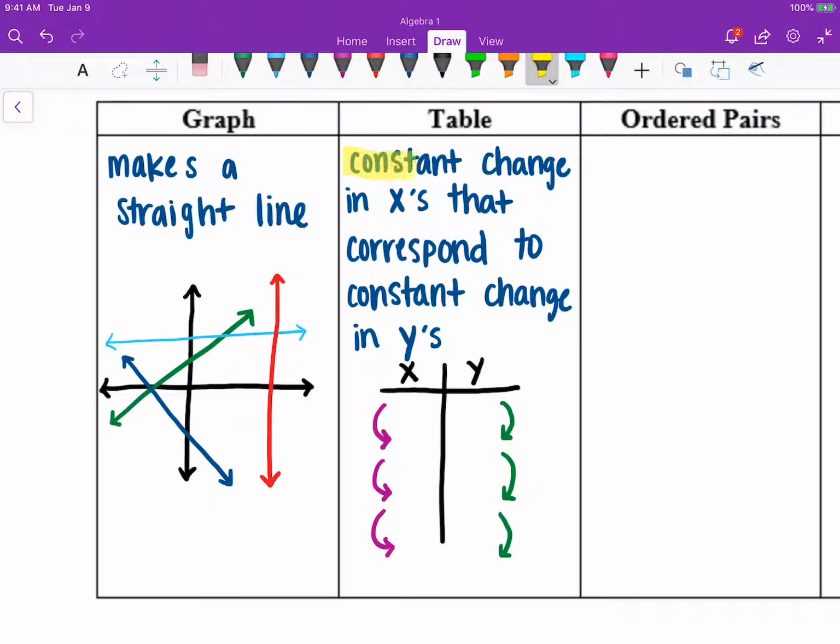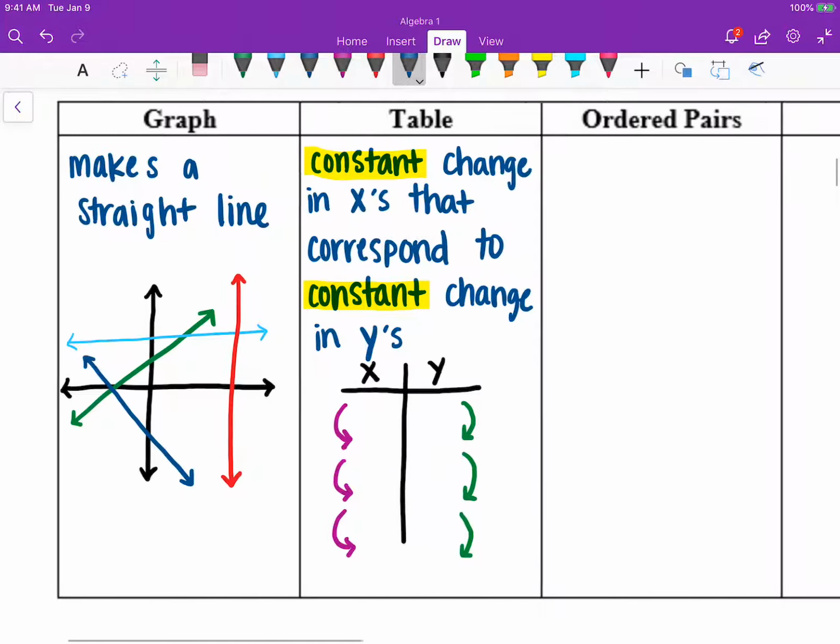Remember that the word constant means that it's going to stay the same. So those slopes or those changes would stay the same every single time. If that happens in a table, it's linear. Okay, so we're not looking at just whether the x's repeat or not. That's whether something's a function. We're looking at, okay, is this a linear function? And so then you have to look at the change in the x's and the change in the y's.